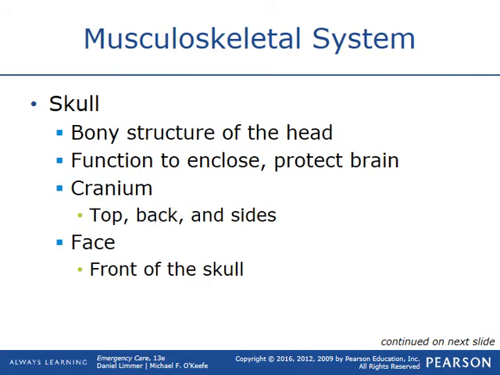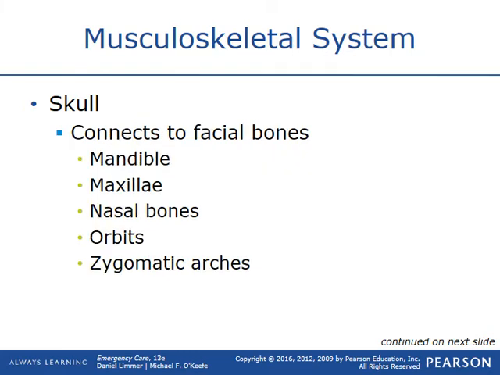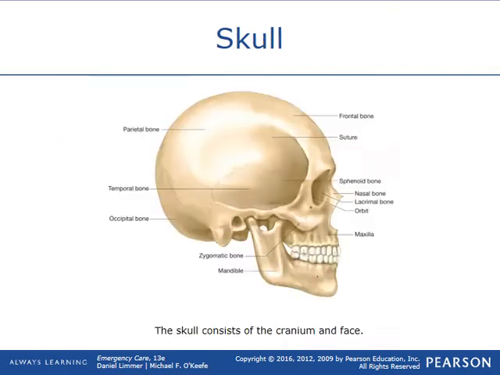The skull is a bony structure of the head, and its function is to enclose and protect the brain. The cranium is the top, back, and sides, and the face is the front of the skull. Skull connects to facial bones, so we've got the mandible, the maxillae, the nasal bones, the orbits, and the zygomatic arches.